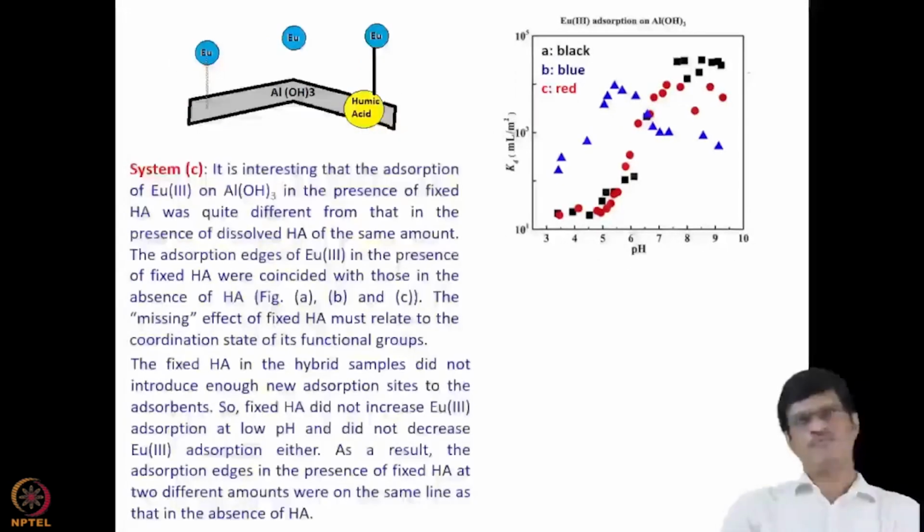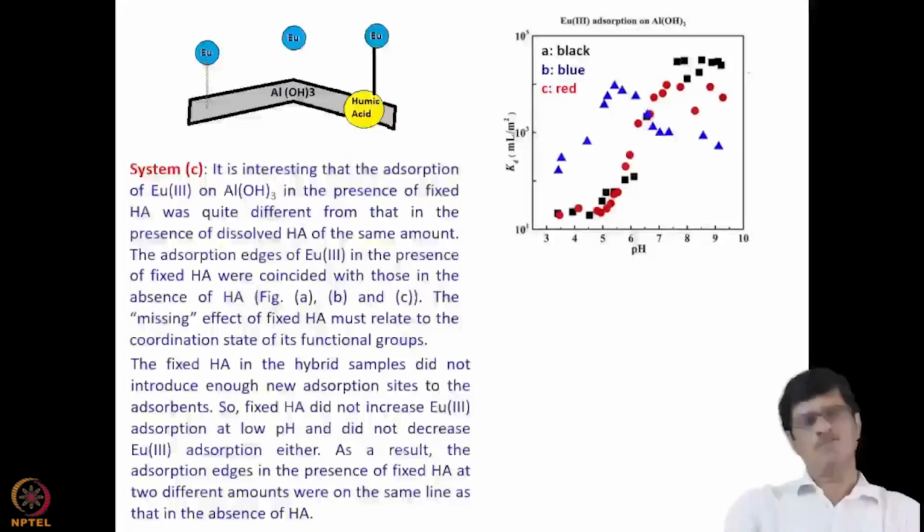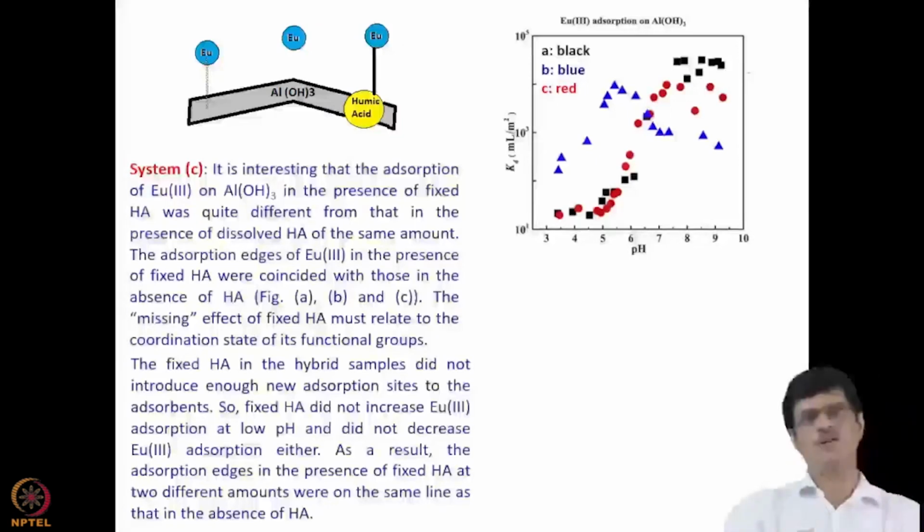Now, in case C, we have aluminum and humic acid both fixed. That means the humic acid is now interacting with the alumina surface and is a part of this alumina. Now in this case, europium 3 is forming a complex directly with alumina as shown here, or it is binding to the humic acid, which in turn is already fixed with the alumina surface. This case is represented by the profile given by the red balls as the data points.